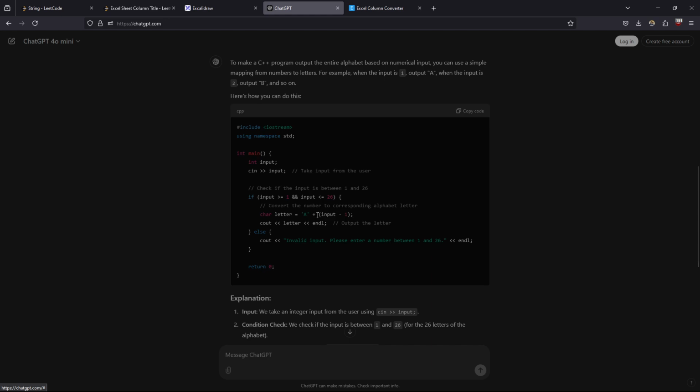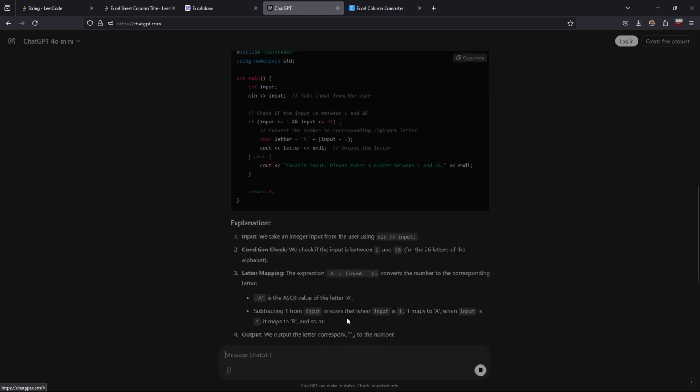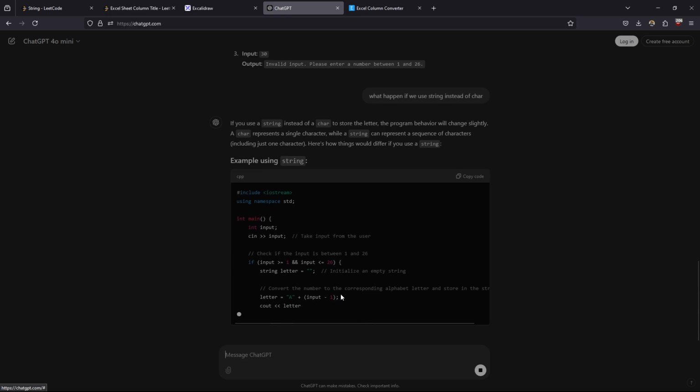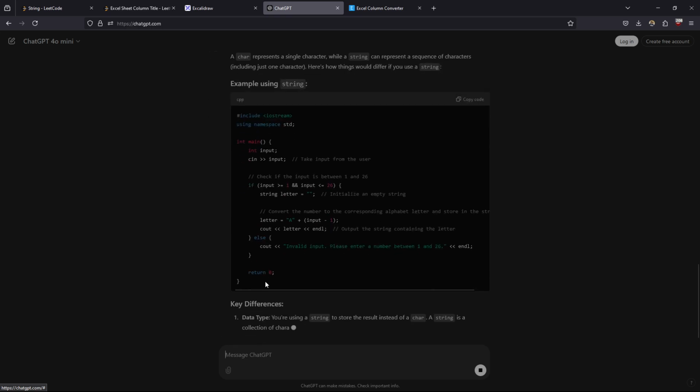Okay, so we can use plus. Yeah. Okay, so it will work. But it will be character, not string. What happens if we use string instead of it? Let's see. Okay, so nothing will be changed.